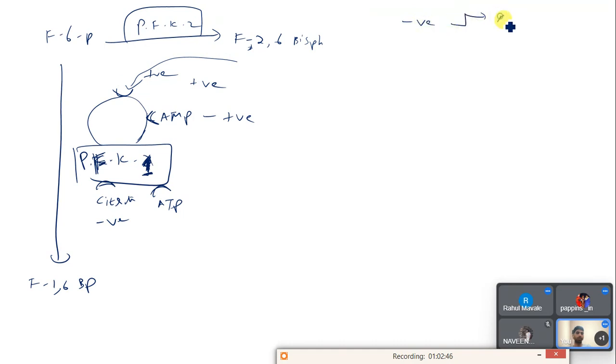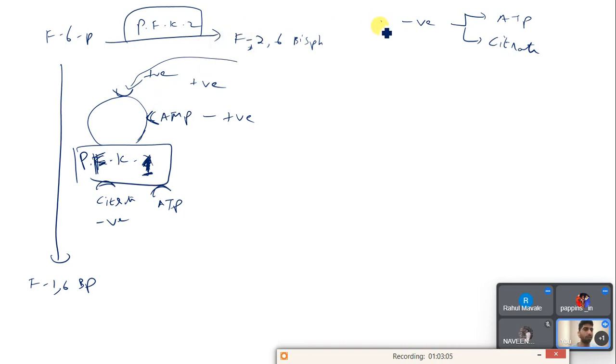That is ATP, and this is a logical thing: when glycolysis has proceeded further, glucose is converted into ATP and citrate, and they will go back and stop PFK1, telling it that there is a lot of energy. Please stop converting fructose 6 phosphate to fructose 1,6 bisphosphate.